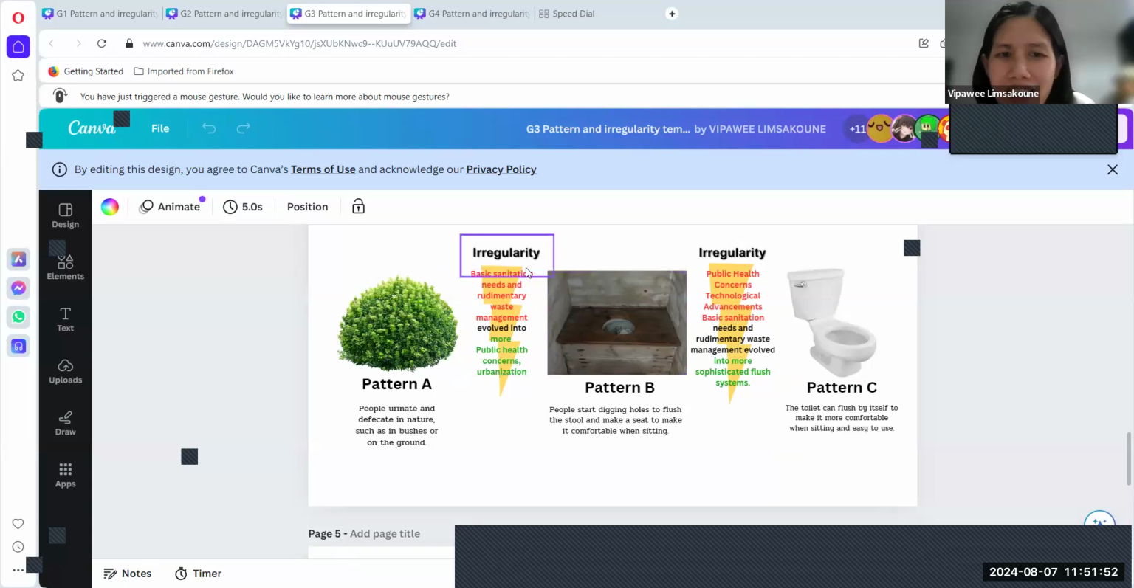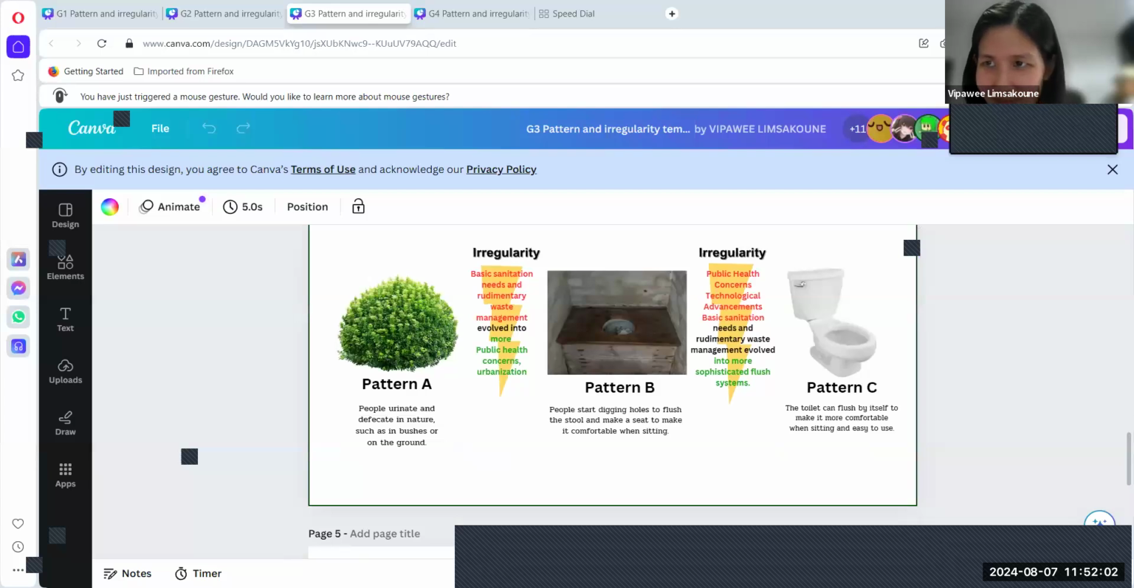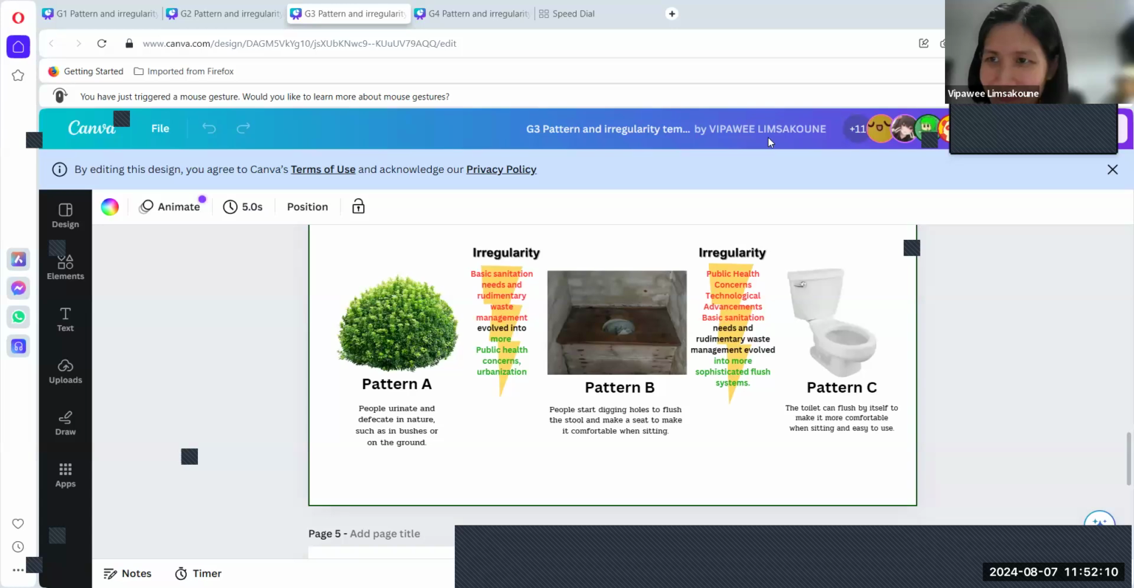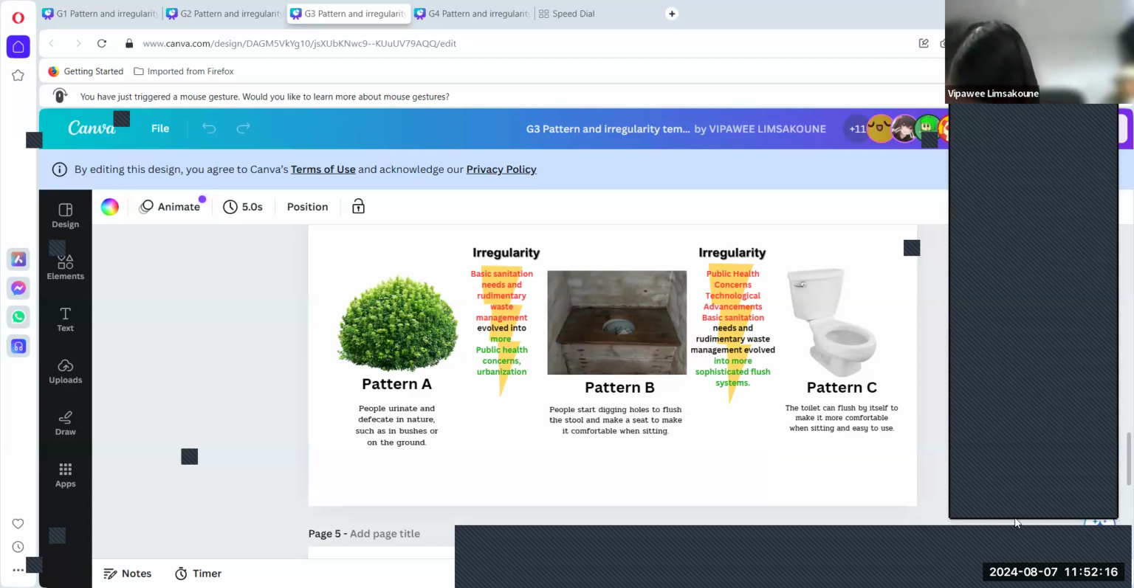For you guys regarding the cause of change. You need to turn on the microphone, representative.